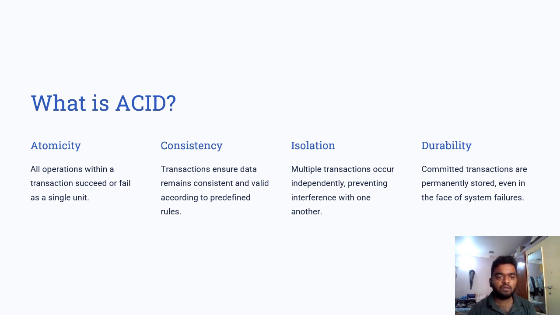In atomicity, all operations within a transaction succeed or fail as a single unit. Consistency: a transaction ensures data remains consistent and valid according to predefined rules. In isolation, multiple transactions occur independently, preventing interference with one another. Durability: committed transactions are permanently stored, even in the face of system failures.